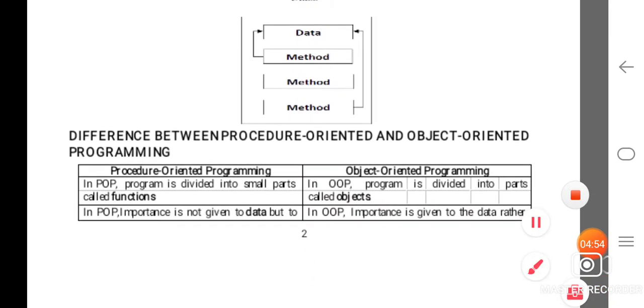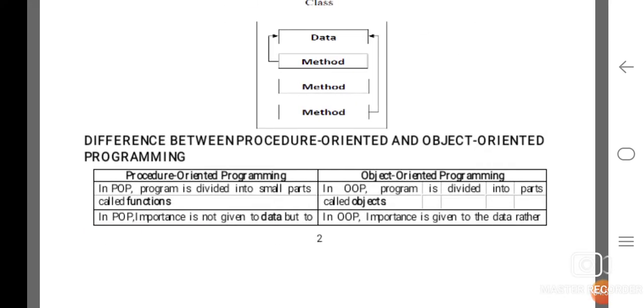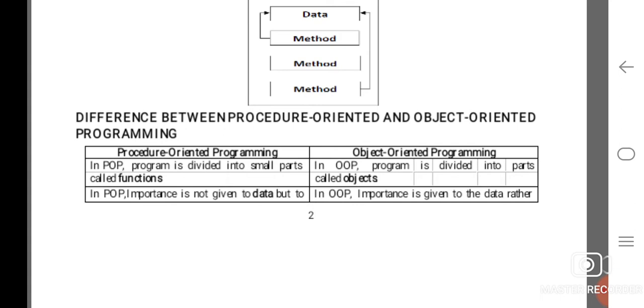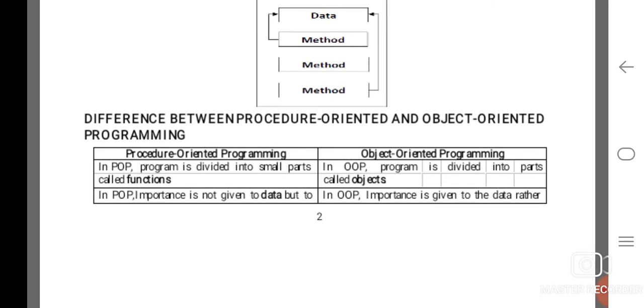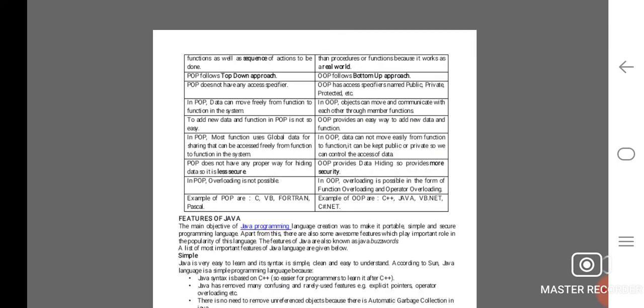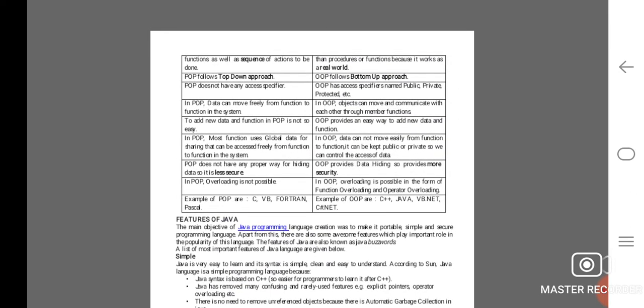Difference between procedure-oriented and object-oriented programming. In procedure-oriented programming, POP, the program is divided into small parts called functions. In object-oriented programming, the program is divided into parts called objects. In procedure-oriented programming, importance is not given to data but to functions as well as the sequence of actions to be done.